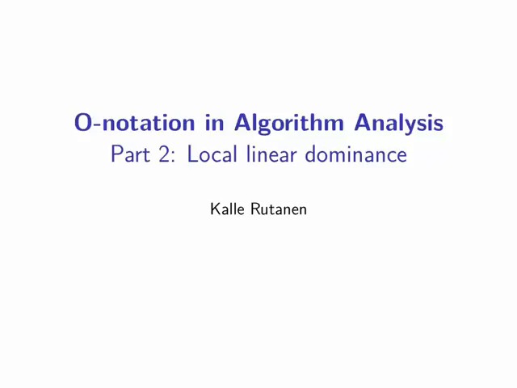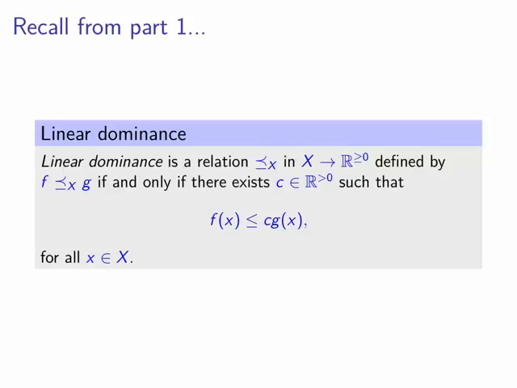This is O-Notation in Algorithm Analysis, Part 2, Local Linear Dominance. Recall from Part 1 the definition of linear dominance. Linear dominance is a relation on the cost functions defined by f is dominated by g if there exists a positive real number c such that f is at most c times g at every point. Linear dominance formalizes the dominance relation, which was given by abstract properties.